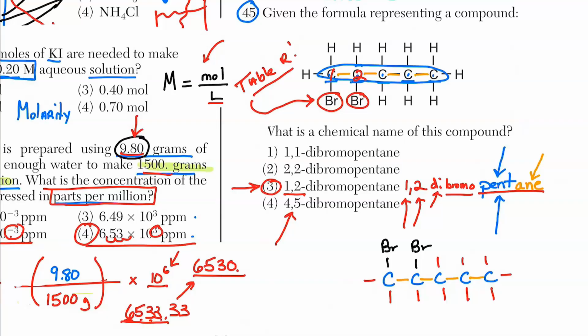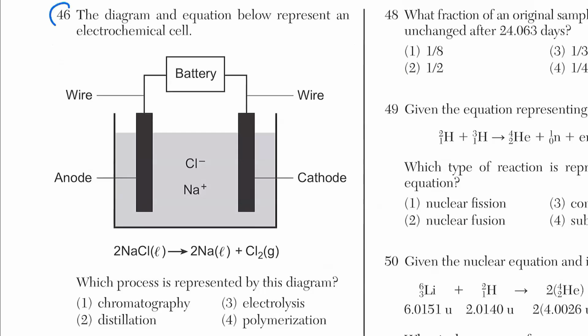And on to number 46. Number 46, the diagram and equation below represent an electrochemical cell. Now, electrochemical cell could either mean the battery. That's a spontaneous process. Spontaneous means it works without an input of energy. A battery works by itself. It also could be called a voltaic cell. It's another word for it.